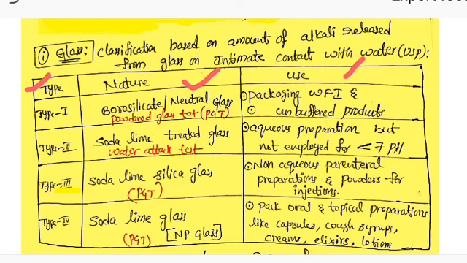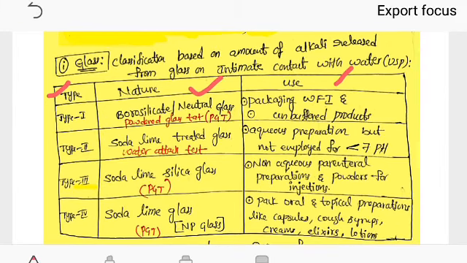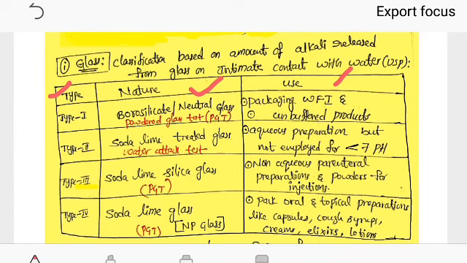Type 2 glass is a soda lime treated glass. Here, only aqueous preparations are used, but it is not employed for solutions of less than 7 pH. Here there is a range in the application. We have to use only aqueous preparations, and not those containing solutions of less than 7 pH. And type 3 is a soda lime silica glass. Non-aqueous parenteral preparations and powders for injections are packed in type 3 glass.